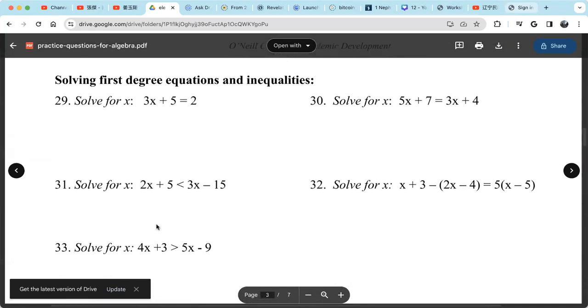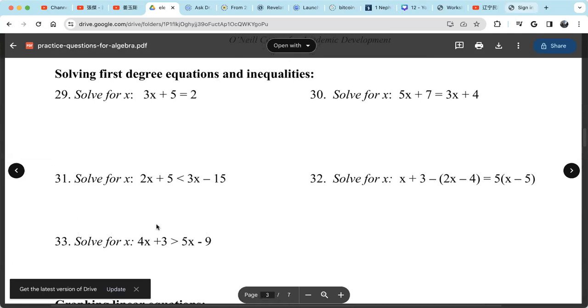So let's do a couple more, solve equations and inequalities. Let's see 29. Solve for x. So this is an equation, right? Because we have an equal sign here. We have an expression on the left-hand side. We have an expression on the right-hand side. And in the middle, they're connected by an equal sign. So this is called an equation.